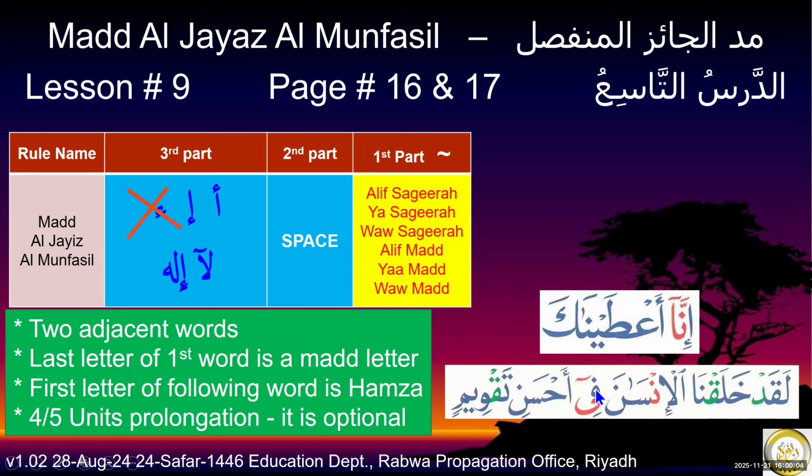Here also, if you see, fa kasra ya sukun fi, this is a single word. Ahsani, this is another word. This word is having a mad followed by the first letter of the next word, ahsan, which is hamza. So because of these two together, it is a madal jaiz munfasil.